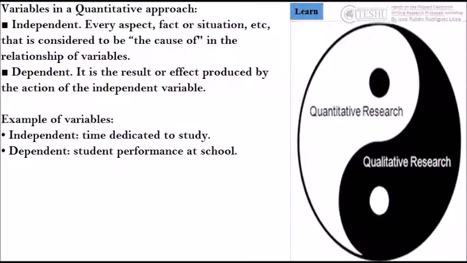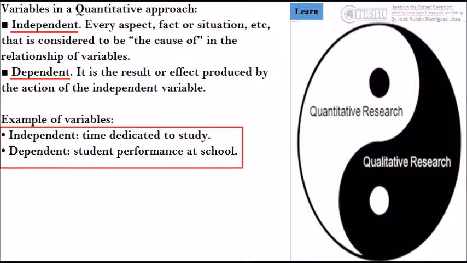Variables in a quantitative approach. Independent: every aspect, fact or situation, etc., that is considered to be the cause in the relationship of variables. Dependent: it is the result or effect produced by the action of the independent variable. Example of variables: independent, time dedicated to study. Dependent, student performance at school.